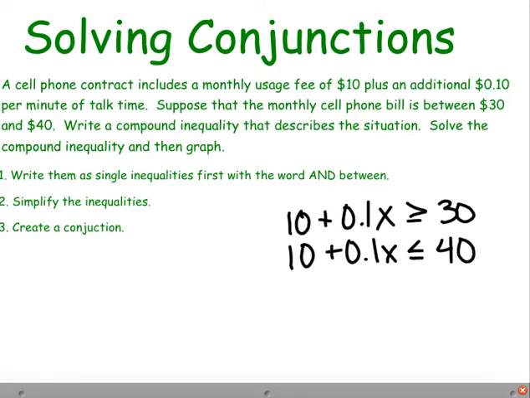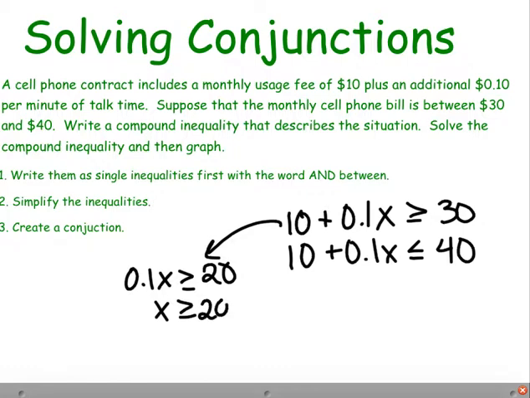Now I can solve each of these inequalities and then combine them to find how many minutes of talk time I am allowed to have between $30 and $40. This first one I'm going to solve over here. I'm going to subtract 10 from each side and get 0.1x ≥ 20. And then I'm going to divide by 0.1, or multiply by 10, to get x ≥ 200.